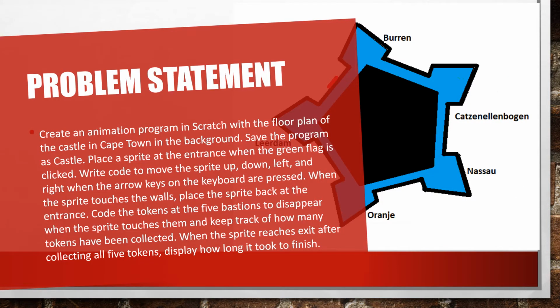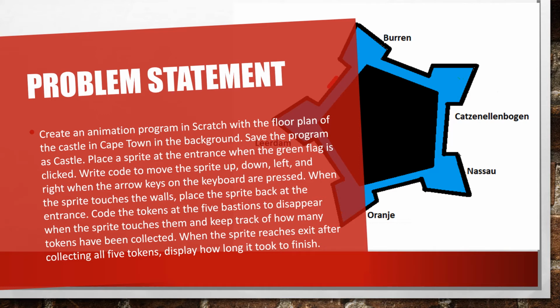Let's create a program in Scratch with a floor plan of the castle in Cape Town in the background today. Save the program as castle. Place a sprite at the entrance when the green flag is clicked. Write code to move the sprite up, down, left and right when the arrow keys on the keyboard are pressed. When the sprite touches the walls, place the sprite back at the entrance.